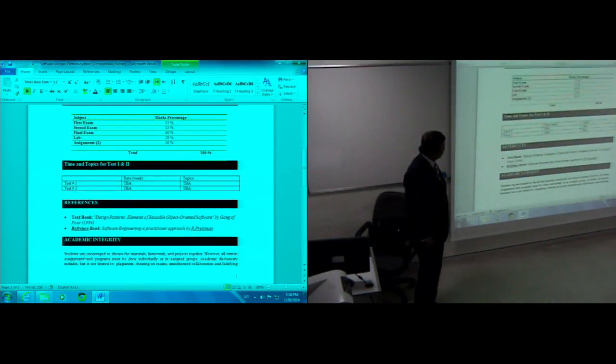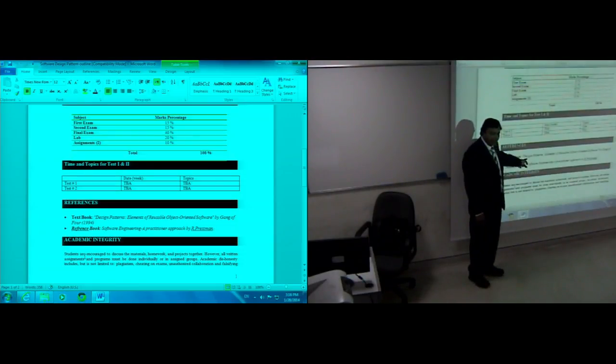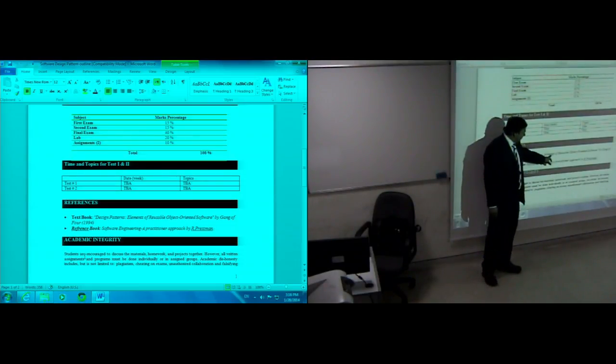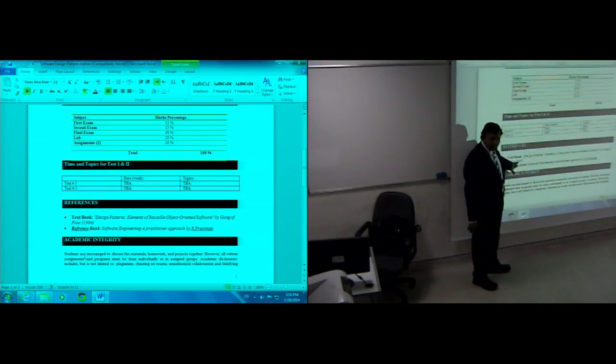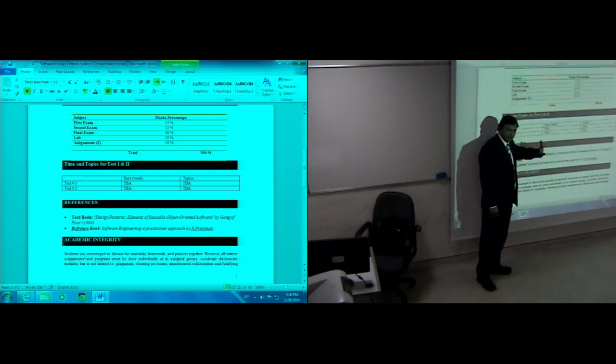The textbook is Design Patterns: Elements of Reusable Object-Oriented Software. So it's actually the Gang of Four. There are 4 friends. This is the best book that is used all over the world for software design patterns. And the reference book, the Bible of Software Engineering, is by Pressman. That will be the reference book.